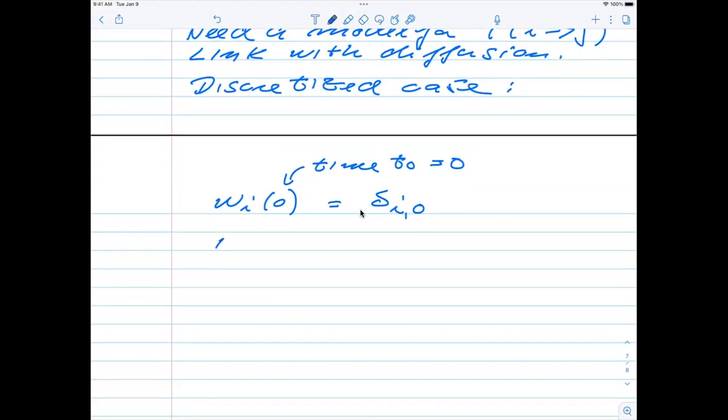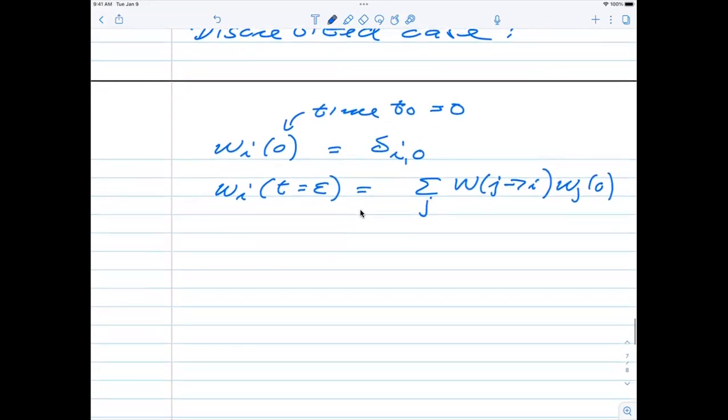And I have a w_i of t at a new time step, which is now the sum over all the probabilities which I have, the states it can be in, j to i, multiplied with this w_j of 0, which we have assumed to be a very, very simple choice here.